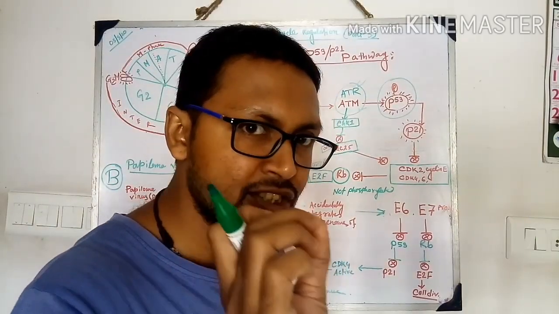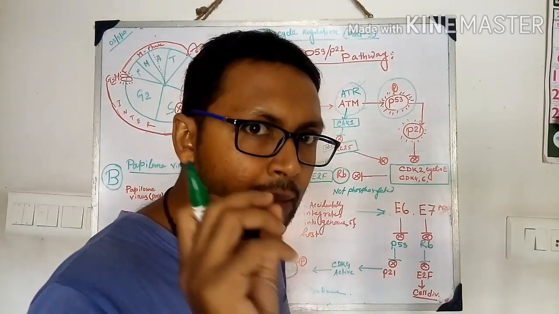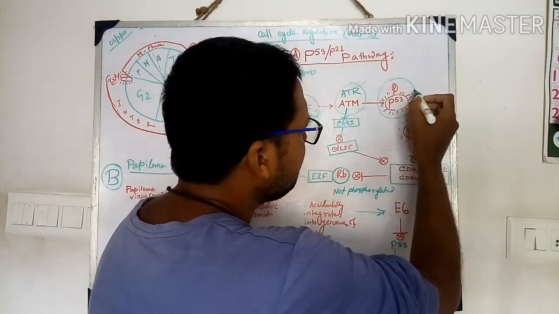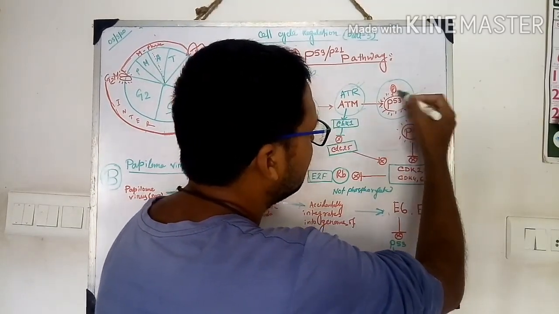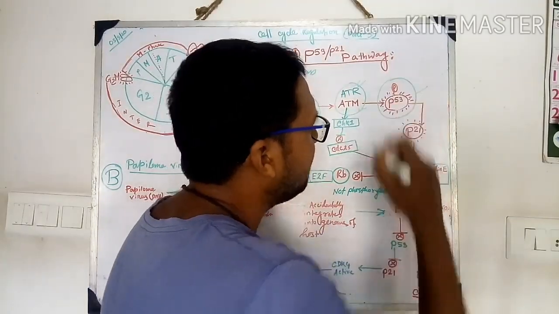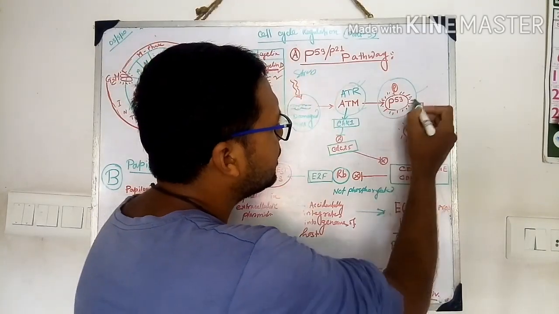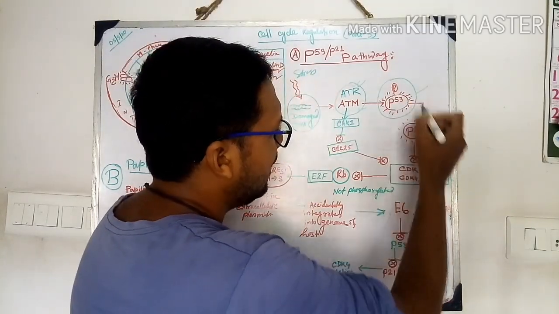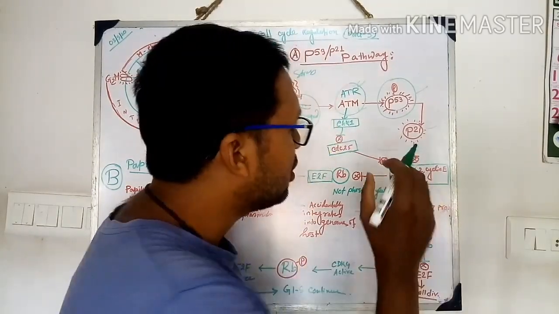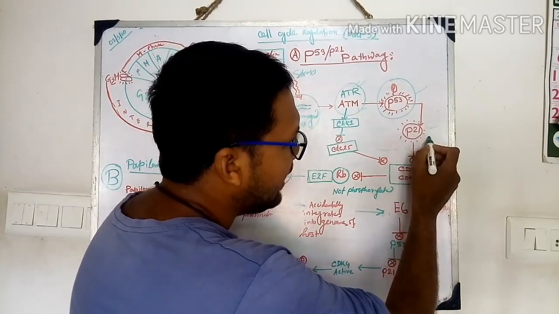First, the DNA damage is sensed or identified by ATM and ATR. Then immediately the ATM and ATR kinase proteins phosphorylate the P53 protein, and P53 is phosphorylated and activated. After activation of P53, it activates the P21 gene, the P21 protein. P21 protein, when activated, is a direct inhibitor.